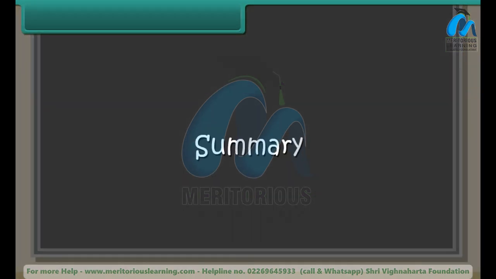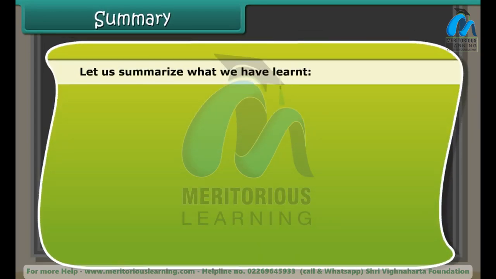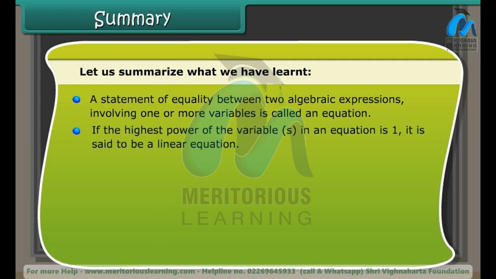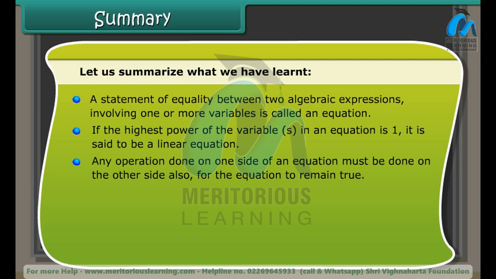Summary. Let us summarize what we have learned. A statement of equality between two algebraic expressions involving one or more variables is called an equation. If the highest power of the variables in an equation is 1, it is said to be a linear equation. Any operation done on one side of an equation must be done on the other side also for the equation to remain true. Transpose method.